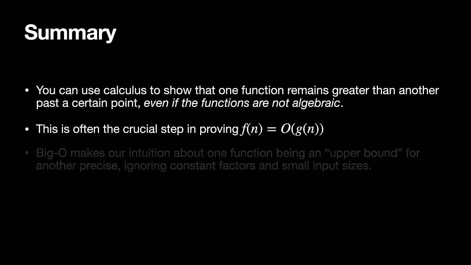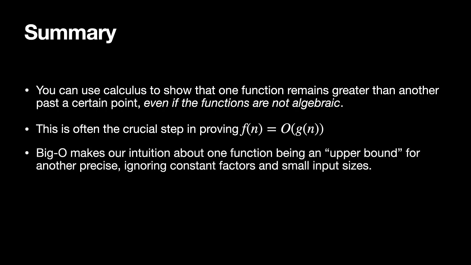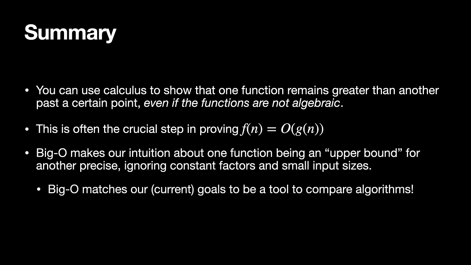The really important takeaway is that big O makes our intuition about one function being an upper bound for another function precise. We can ignore the constants and consider the things we want to be similar to be similar, and we get contrast between the things that will have radically different performance with the type of analysis we're doing now. So big O matches our current goals, and it will be a useful tool for us to compare algorithms.